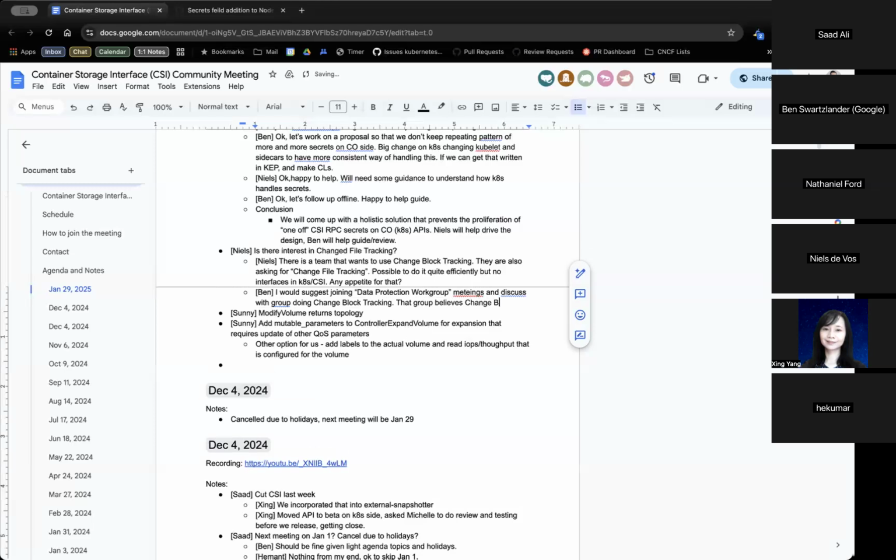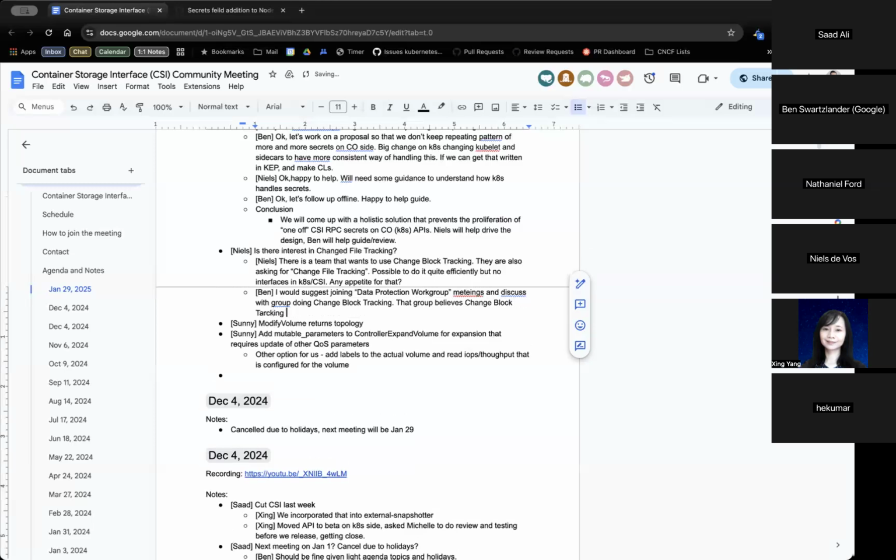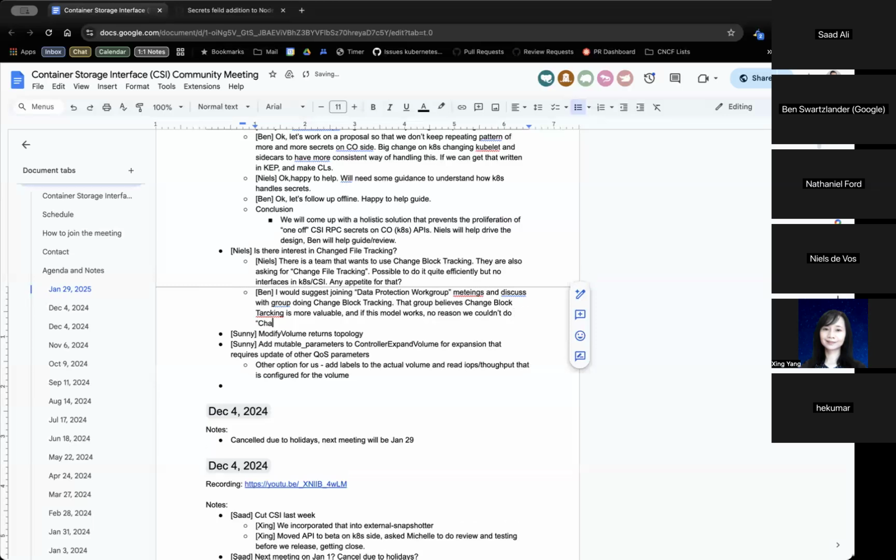And probably fewer vendors would be able to do change file tracking, but it's still something we would want to pursue eventually. And if the change block tracking model works, and so far it's been going well, there's no reason we can't come back and do a similar thing for change file tracking. We just decided to tackle one at a time because it's so much work to do anything. Of course, yes. Yeah, no, that makes sense.